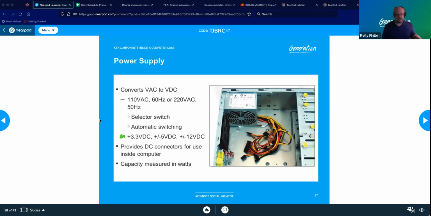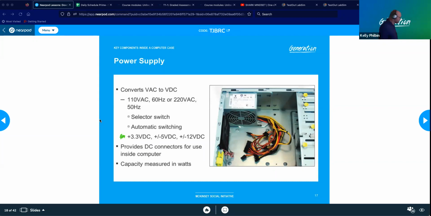If I have it set for 110 and I plug it into a 220 outlet, what do you think is going to happen? Not enough power to turn on. It's expecting 110, it's receiving 220. Burn some stuff up. Fried. Short? Yeah. You can fry some of your components if you have the wrong setting on there.